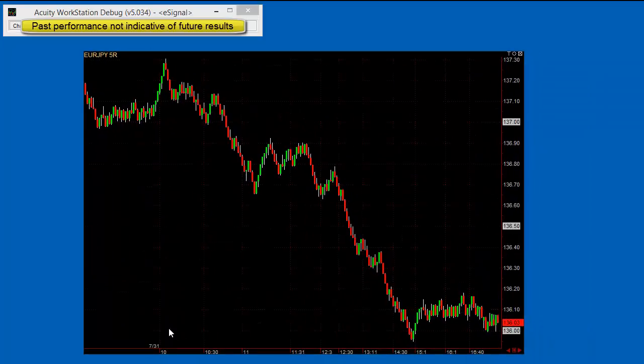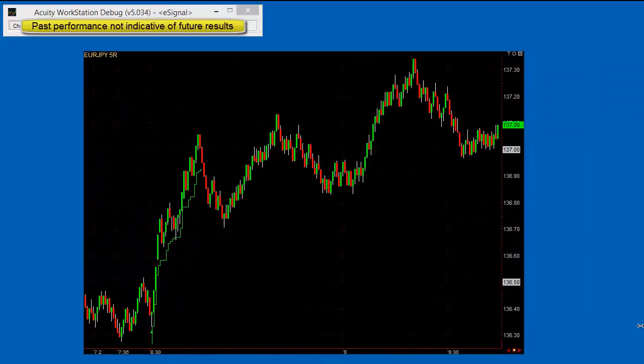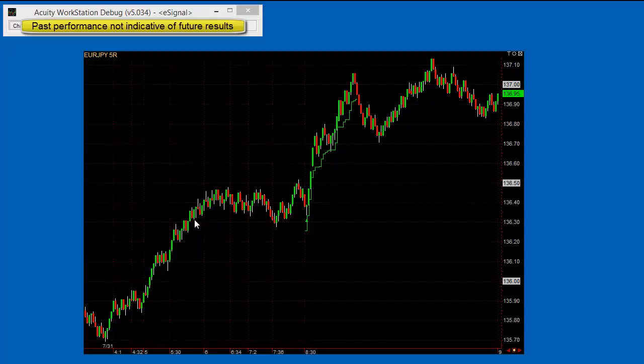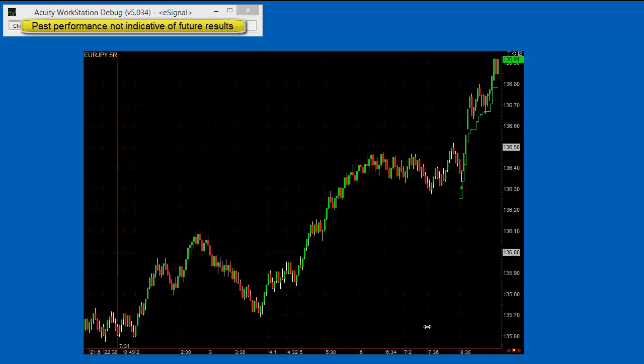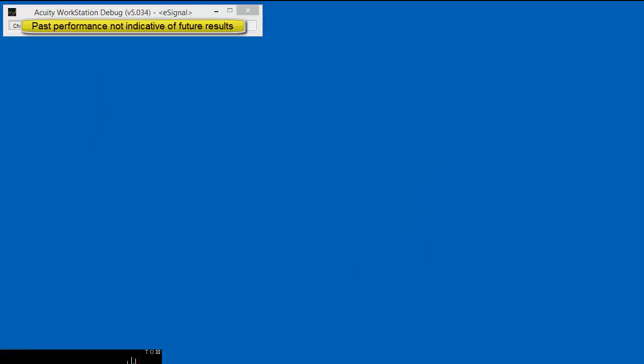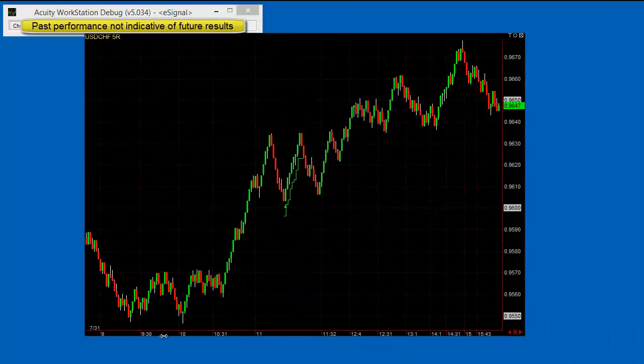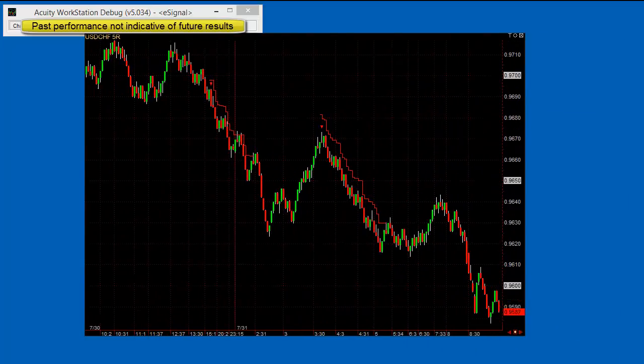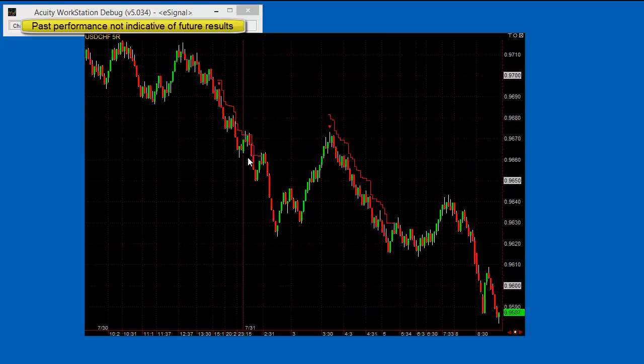Here's the euro yen. I think there was a good trade in this on Friday. Yeah, very strong trend, and it makes a new high for the day. Very explosive profit on that one. Dollar Swiss. I think there's a few good trades in this one on Friday. So decent profit here.